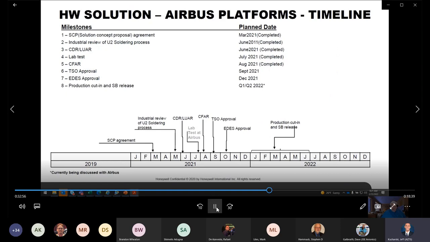The hardware solution for Airbus platforms is still in process. We're progressing well. We're on schedule still for a late March, or possibly early April release of a service bulletin for a similar Q101 hardware solution for the TR1 for the Airbus platforms. That would be single aisle long range and for the A350.